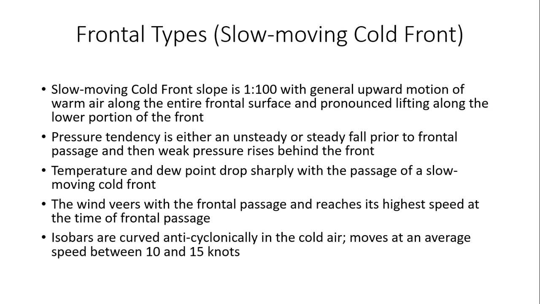Temperature and dew point are going to drop off sharply with the passage of a slow-moving cold front. The wind will veer with the frontal passage, so just like the hands of a clock, the wind's going to change direction in a clockwise manner, such as southwest ahead of the front, west to northwest behind the front. And the wind's going to reach its highest speed at the time of frontal passage with slow-moving cold fronts. The isobars, or those lines of equal barometric pressure, are curved in an anticyclonic fashion in the cold air, and this slow-moving front moves at an average speed between 10 and 15 knots.